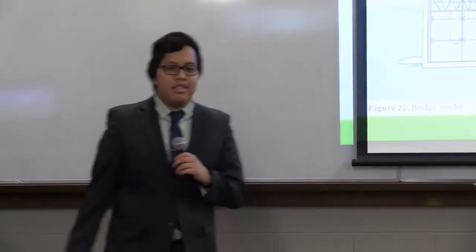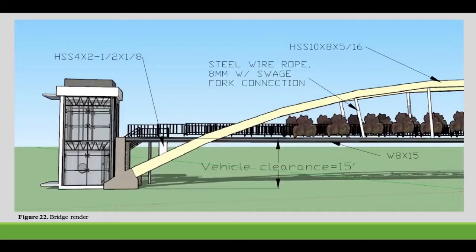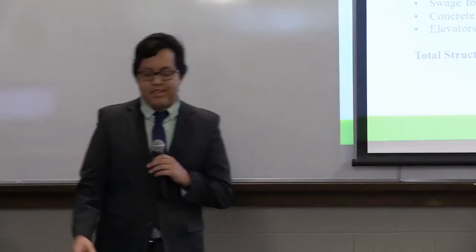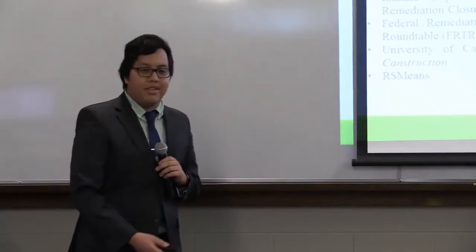So here's just some logistics. We wanted to ensure a vehicle clearance of 15 feet. And then here are some of the actual sections I used, which you can go ahead and purchase and build your own bridge if you want. So the overall cost was just shy of $400,000. This included timber decking, the heavy crane equipment to actually place the bridge onto the site, concrete, and elevators. With that, I'll pass it on to Sean.